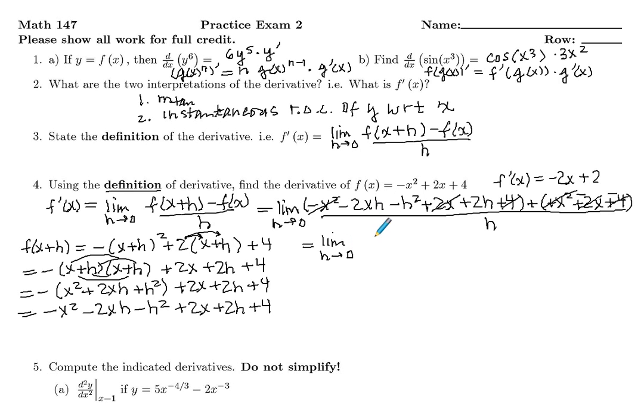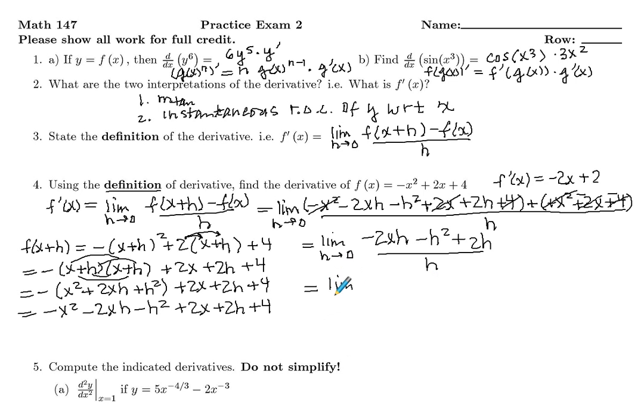And we've got the negative 2xh left and the negative h squared and the plus 2h over h. Now this is still form 0 over 0, but we should get an h to factor out and make this h on the bottom cancel. That should always happen.